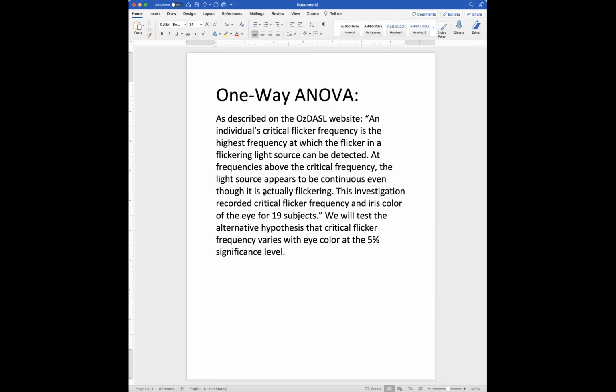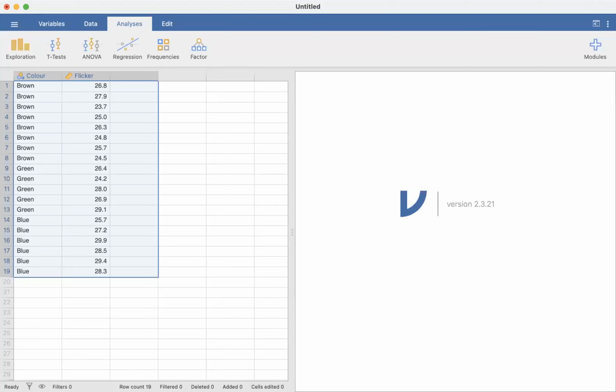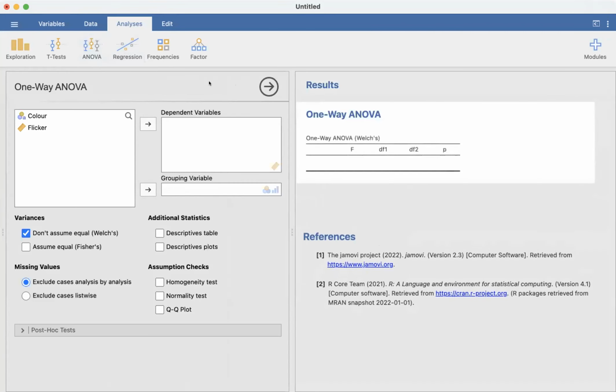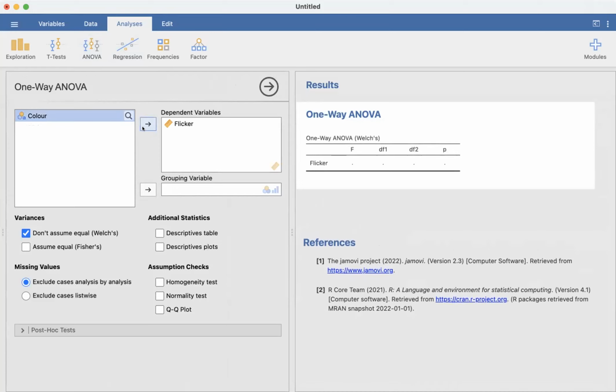So if we go to Jamovi, we can see that we have our 19 individuals. Their eye color is in the first column, and their critical flicker frequency is in the second column. We're going to run a one-way ANOVA, and our dependent variable is the flicker rate. It needs to be of the ratio or interval level of measurement, and your grouping variable is categorical, where you have two or more categories. Since it's a one-way ANOVA, it's typically at least 3 categories.